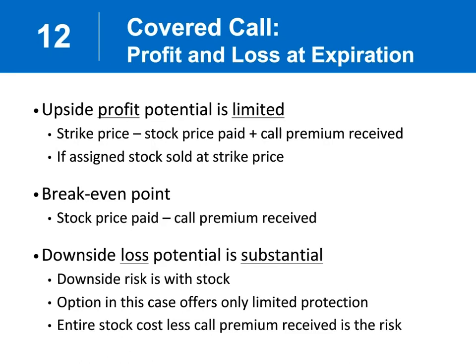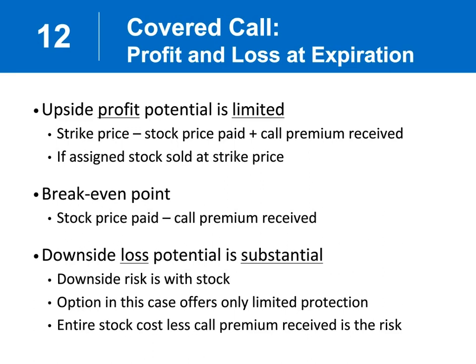Profit and loss at expiration, again, the upside profit potential is limited because we have sold a strike price. In terms of our break even, it's going to be that strike price minus the stock price paid plus the premium received. If we're assigned, it's going to be the strike price plus the premium taken in that will get us to our actual price point for the sale of the underlying.